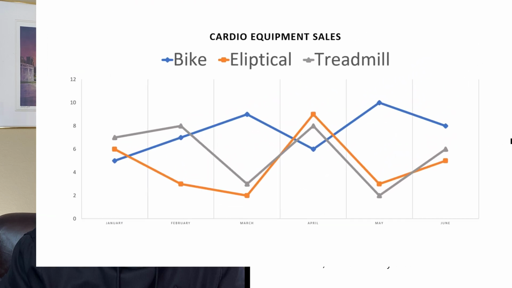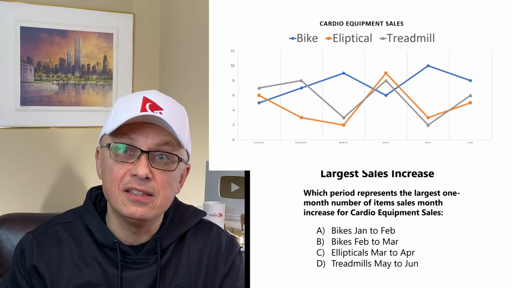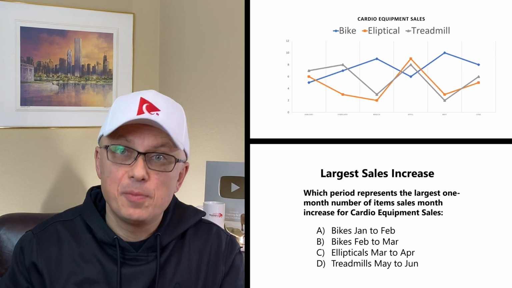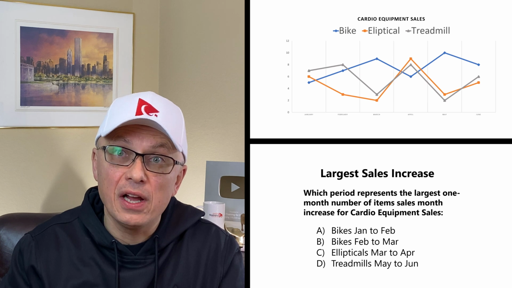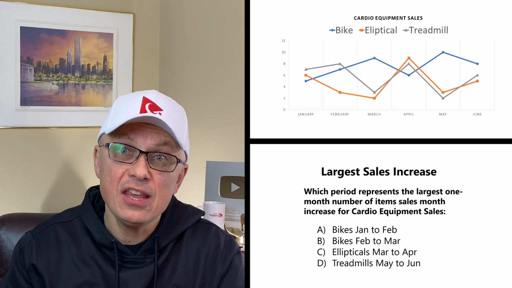To answer this question, we need to look at the graph closely. For each data point on the graph, we need to determine the actual value. And once we have all the numbers, we need to answer the question by looking at the differences for equipment sales from month to month. Specifically, in this case, you need to evaluate 4 different choices that are represented by answers A through D.